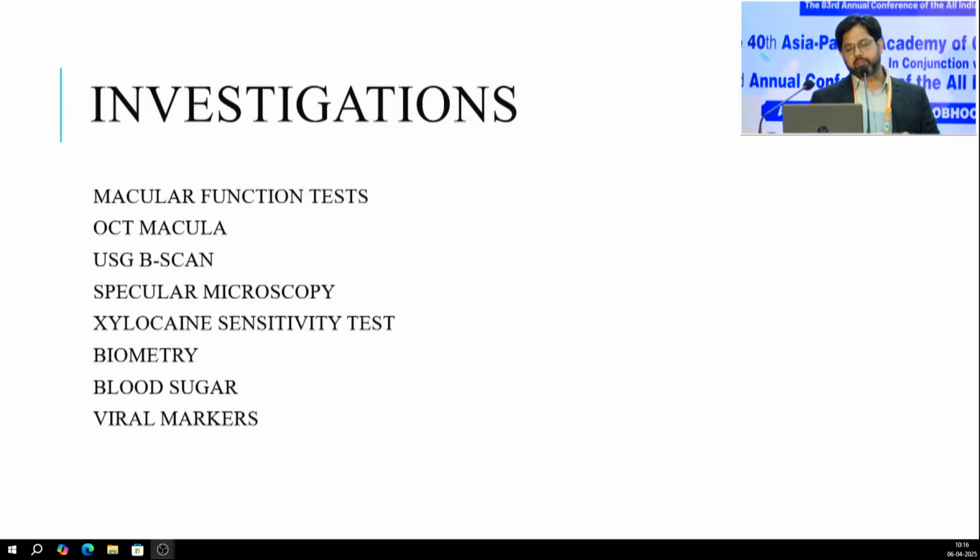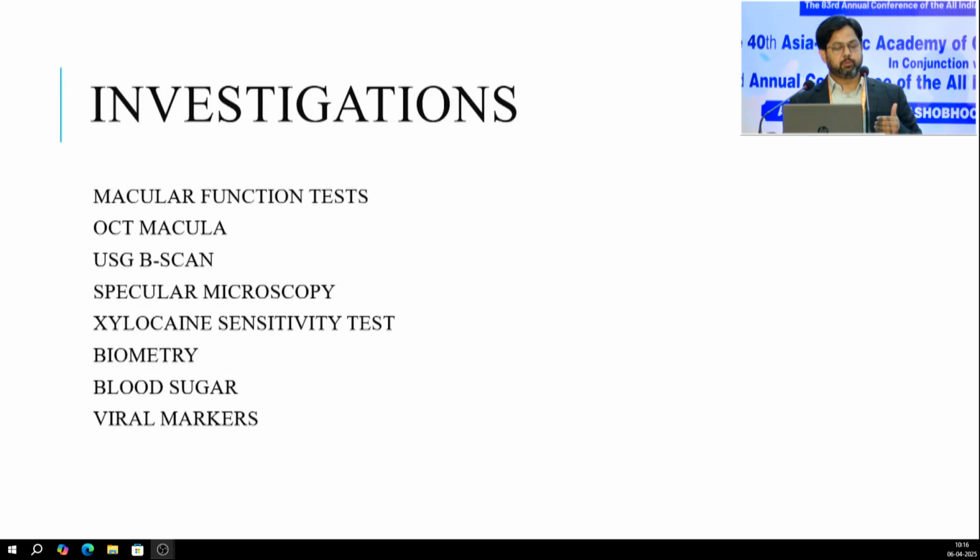Coming to investigations, do a macular function test. There can be many, like Amsler grid, photo stress test, 2-point discrimination test. If possible, do an OCT macula, but that can only be done when the media is relatively clear. In completely opaque media, white, mature, hypermature cataract, and very dense cataract where the fundus is not visible, you can go for ultrasound B scan.